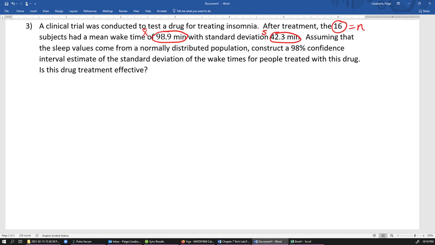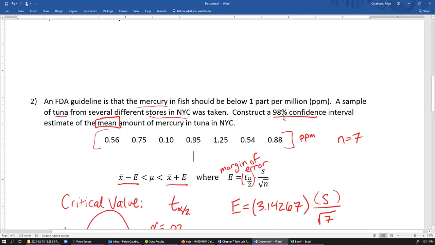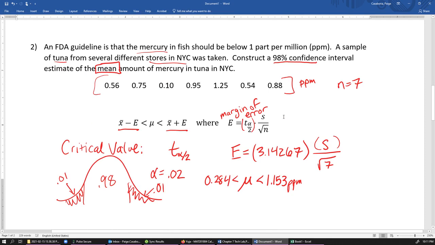And the standard deviation, again, standard deviation of the sample, of that sample wake time, was 42.3 minutes, which is quite a large standard deviation if you look at that compared to the mean wake time. So people were awake for a little over an hour and a half, but with a pretty big range of values there. So assuming that the sleep values come from a normally distributed population, construct a 98% confidence interval estimate of the standard deviation.